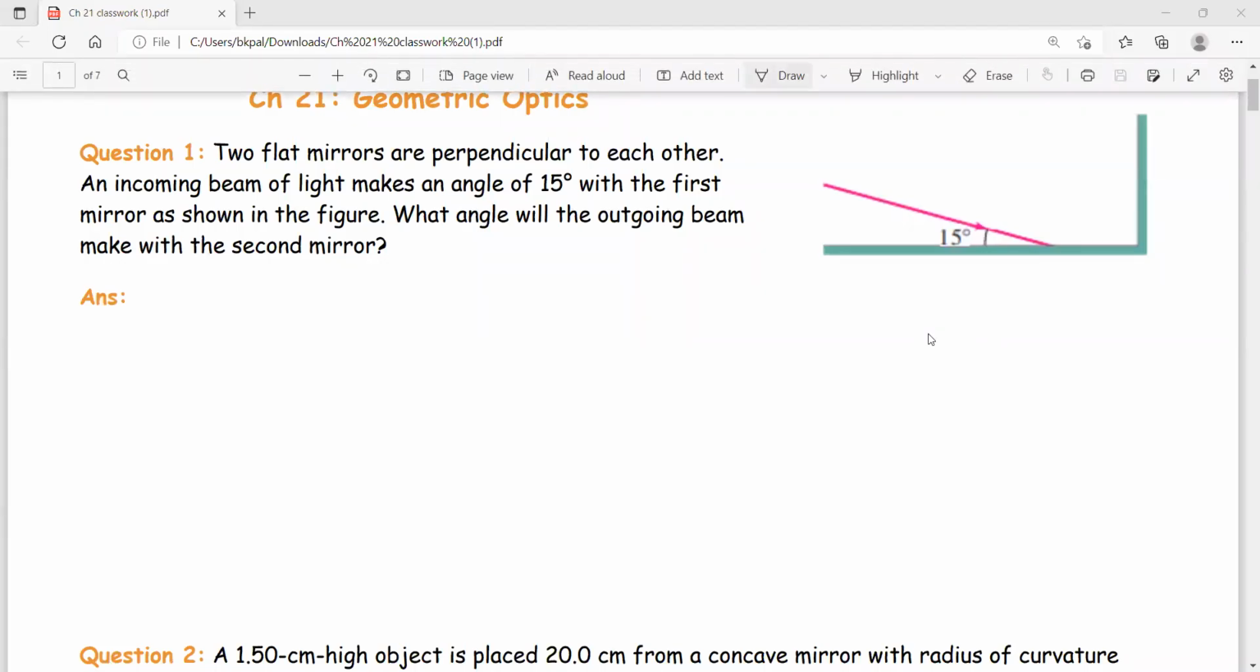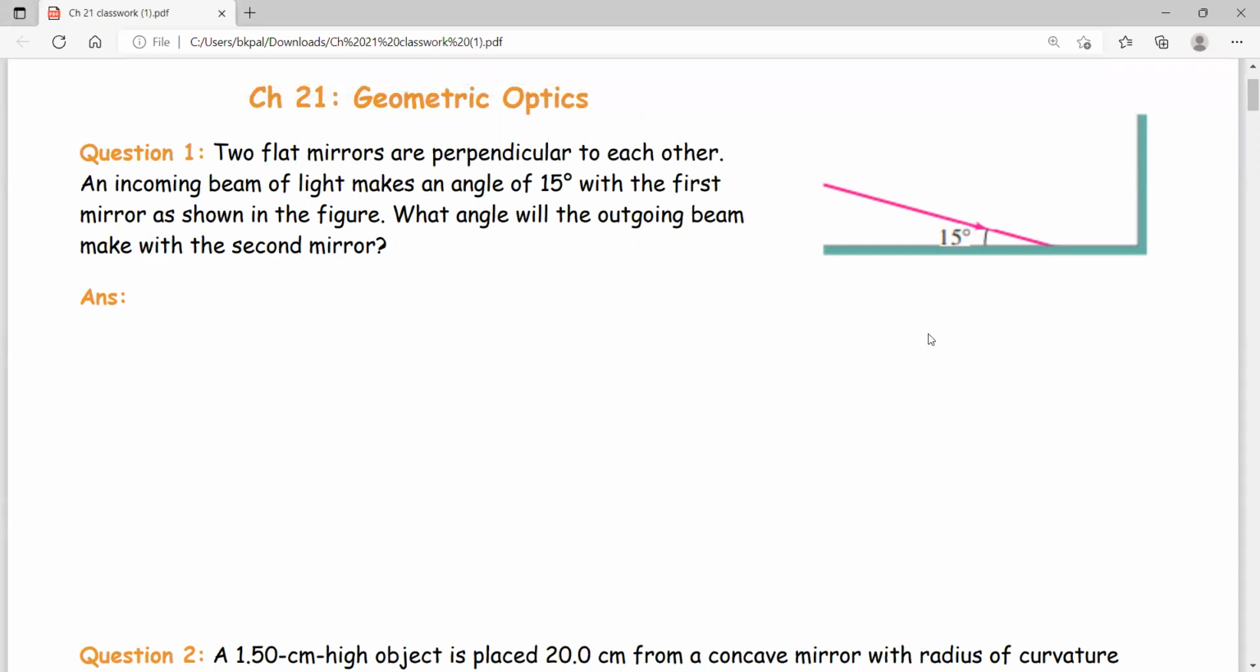All right, so let's start chapter 23. By the way, there is a mistake here. This is chapter 23, geometric optics classwork problem. All right, so the first one is the reflection related problem.